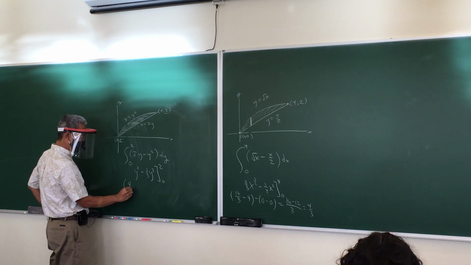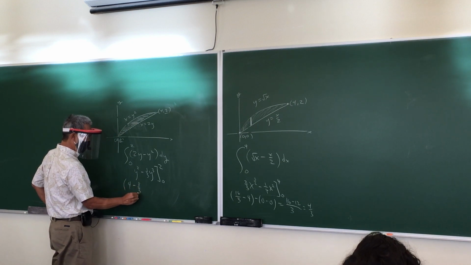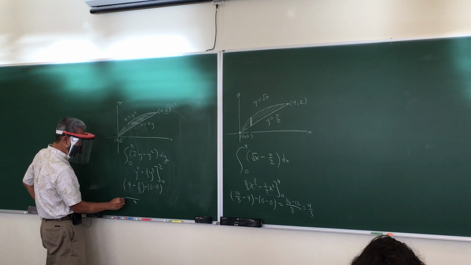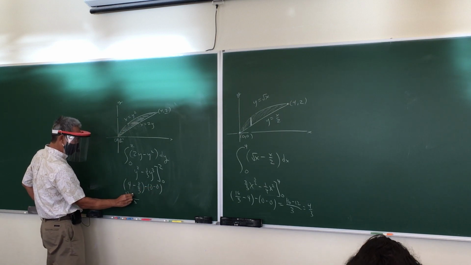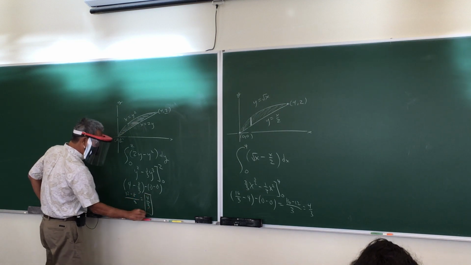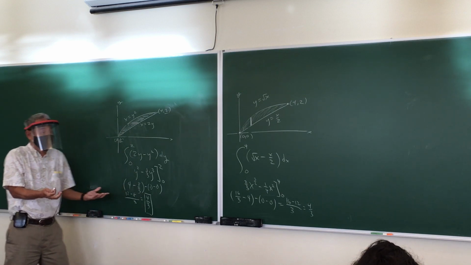4 minus 8/3 minus 0 minus 0. Make a least common denominator. 12 minus 8. Final answer, survey says, 4/3. It is the same answer. You better get the same answer.